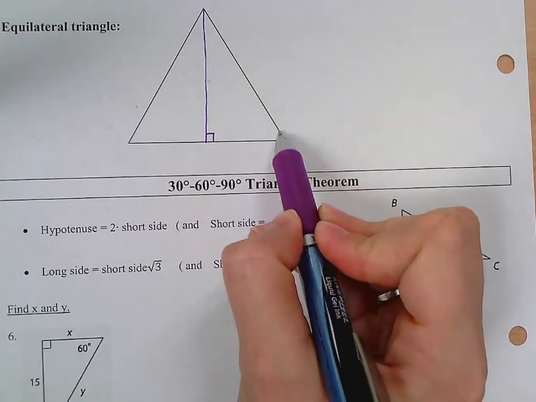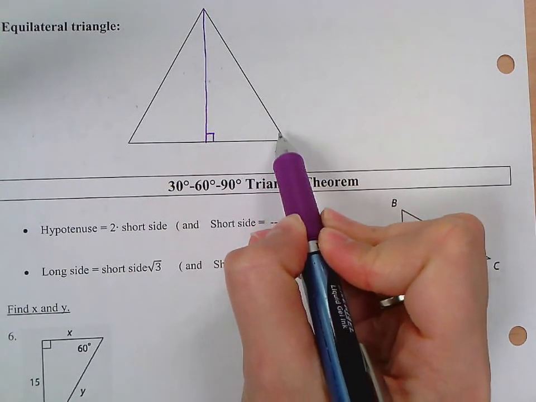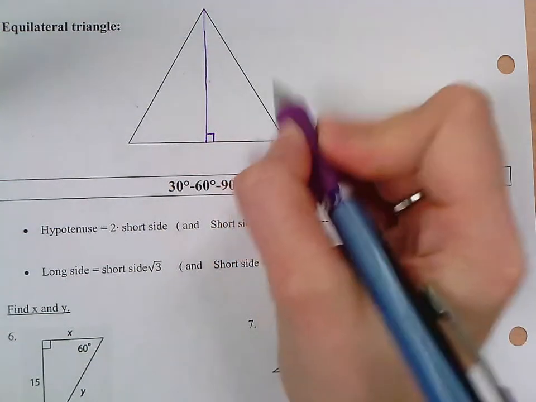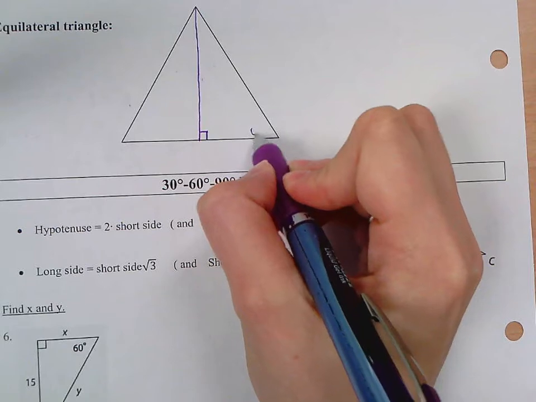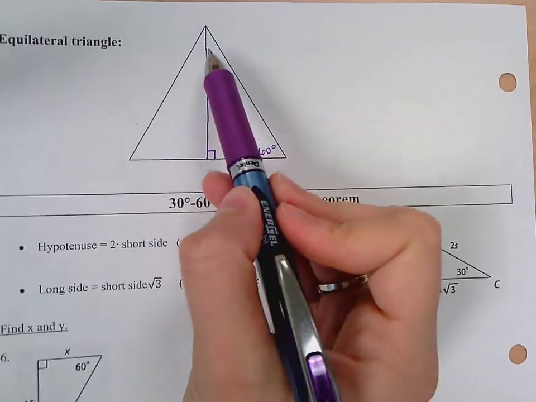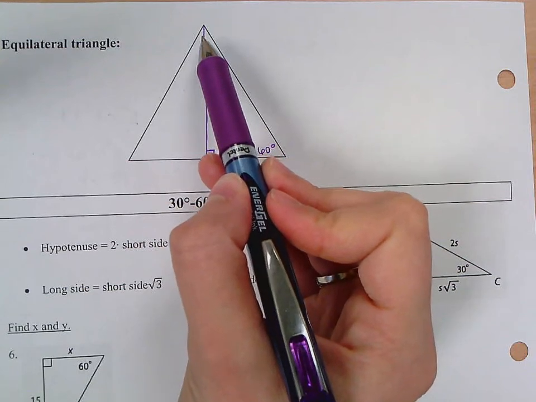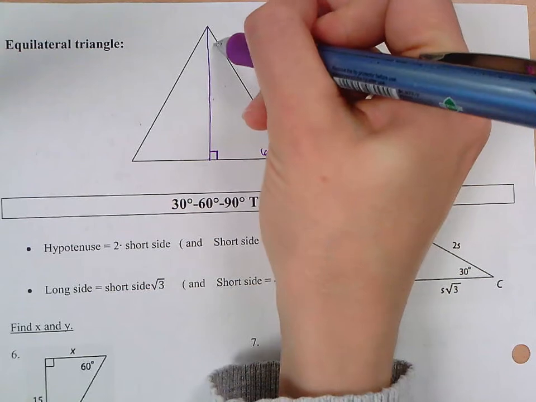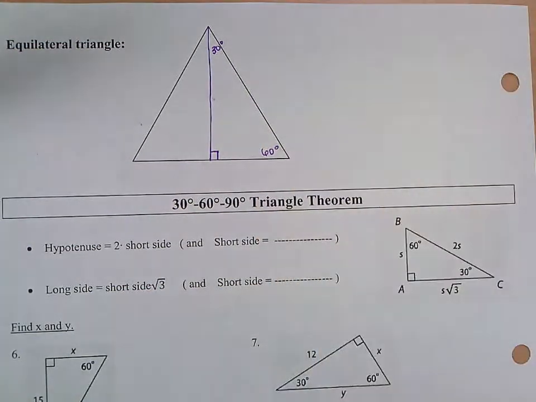Okay, so this angle down here is an original angle from the triangle, and we said all angles in an equilateral triangle are 60. So this is a 60-degree angle. And then the altitude for an equilateral triangle, when I drop this down, it cuts this angle up here in half, which means it's created two 30-degree angles. And that's where you get a 30, 60, 90 triangle from.